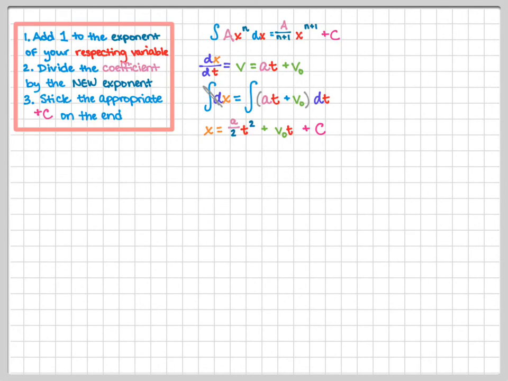And then last but not least, because we're trying to write a position function and we don't know what the initial position is, we got to stick this plus c, or perhaps I should say plus initial position, on as our constant of integration there at the end. So we've pretty much just gone backwards from our last derivative example to derive the position function once more.